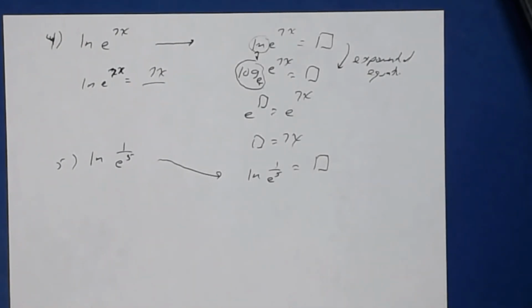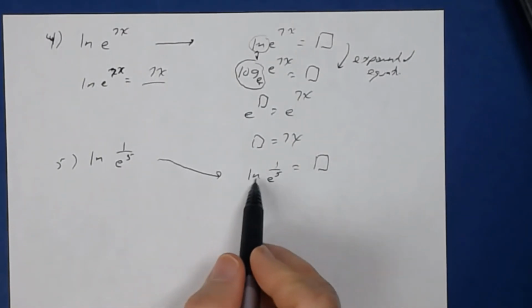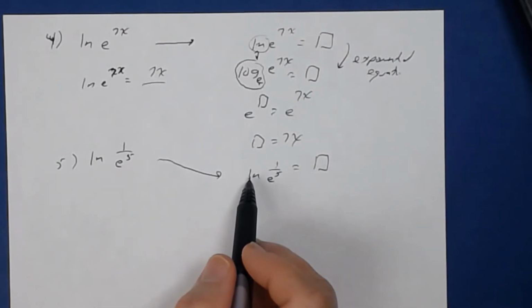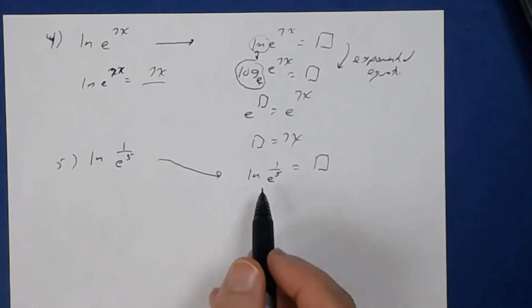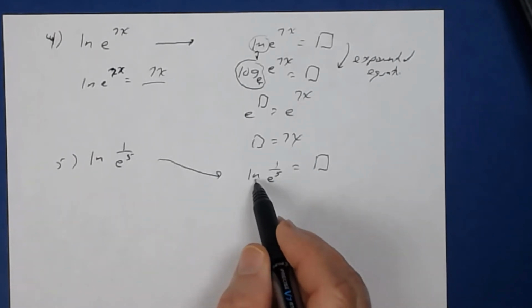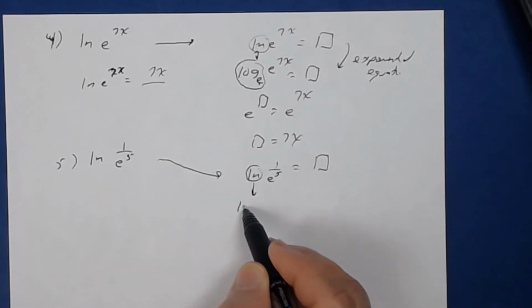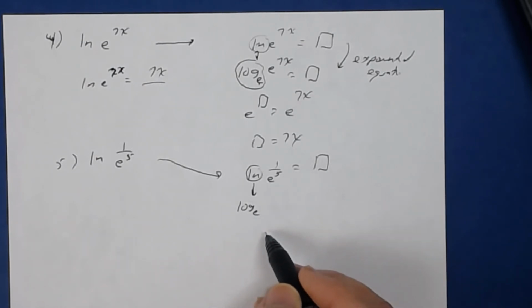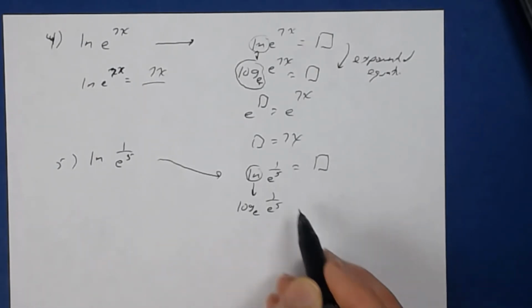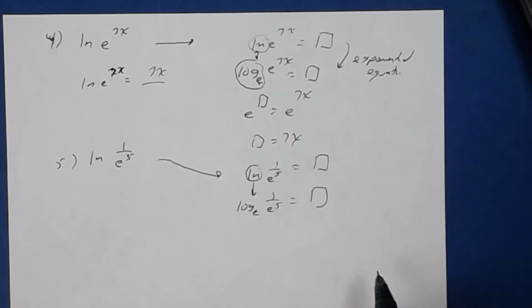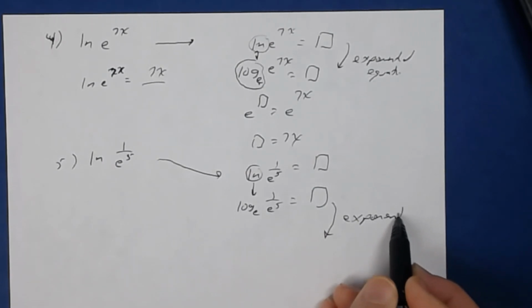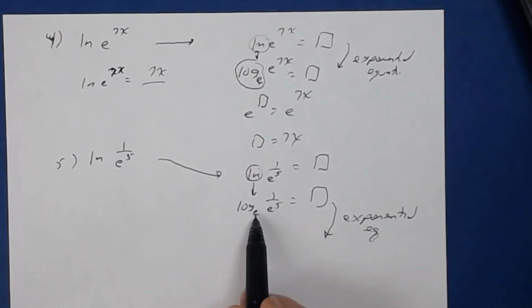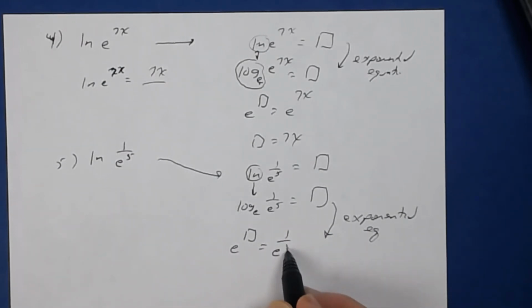Okay? All right, now let's think about this. I know that the letters ln mean natural log, which is understood to be with base e, right? So if you need to, in your mind, think about it this way: this right here means log base e. And so this is 1 over e to the 5th equals box. And so if I change this to an exponential equation, I'm going to get e to the box is equal to the argument, 1 over e to the 5th. Okay?